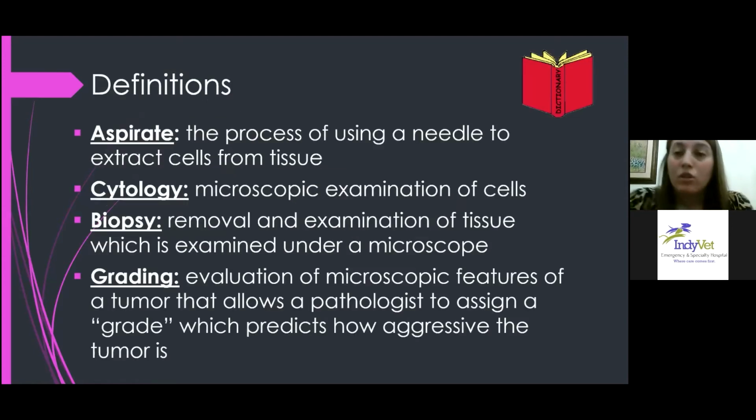Couple more definitions that I'm going to use in this section. An aspirate is the process of using a needle to extract cells from tissue. A cytology is a microscopic examination of those cells from the aspirate. A biopsy is the removal and examination of specifically tissue rather than just cells for the cytology. And grading is looking at that biopsy, evaluating the microscopic features of it, and assigning a grade to predict how aggressive the tumor is. This is done with a pathologist.